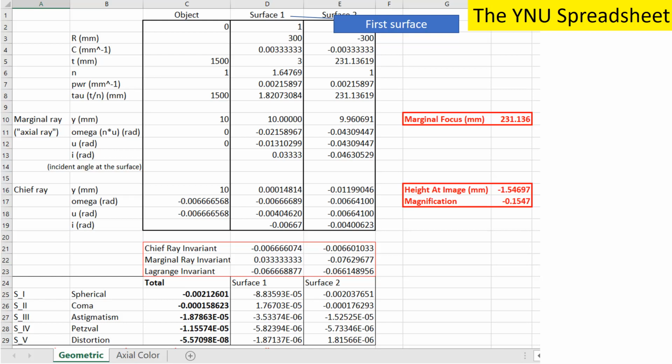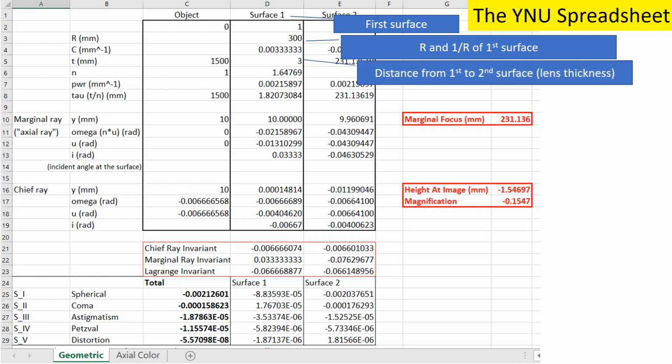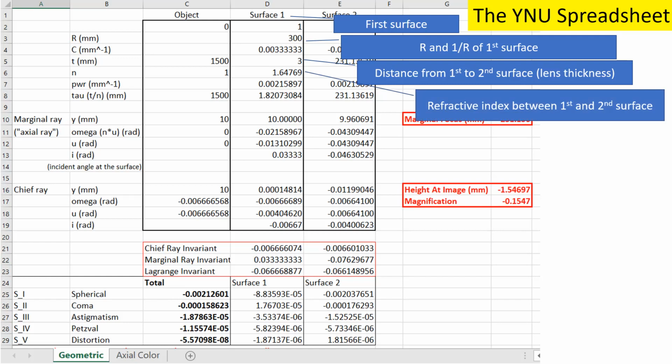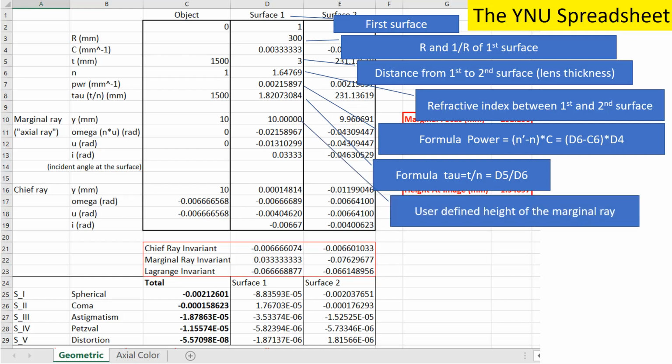So 300 was input by the user as the radius of curvature of that surface, and then the curvature is calculated as 1 over that. The distance from the first surface to the second surface is t, and that was also provided by the user. It's 3 millimeters in our problems, and the index of refraction of the material behind surface 1 is provided. The power is calculated, and hey, they even calculated the same thing we got, 0.02, the thickness of the lens divided by the index of refraction of the lens, and people like to call that tau. And the marginal ray height at surface 1 is still 10 millimeters.